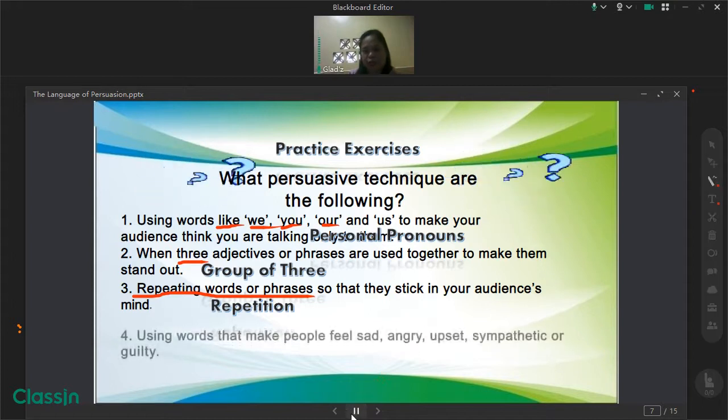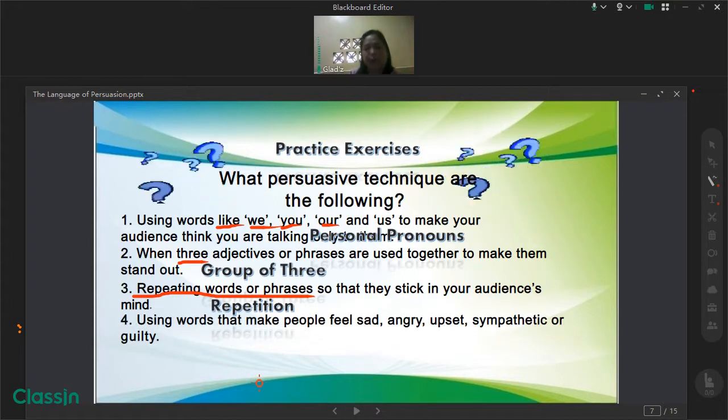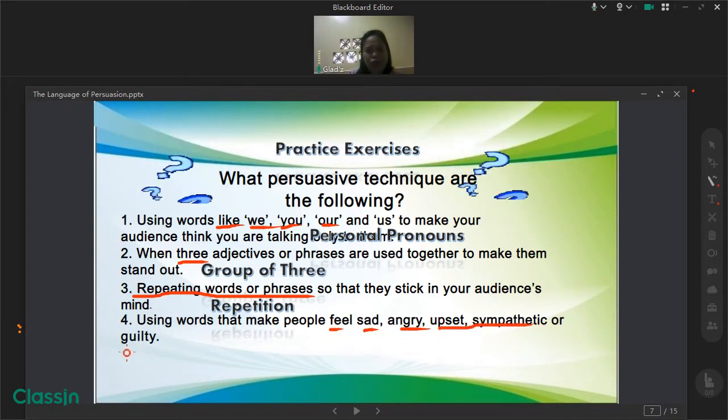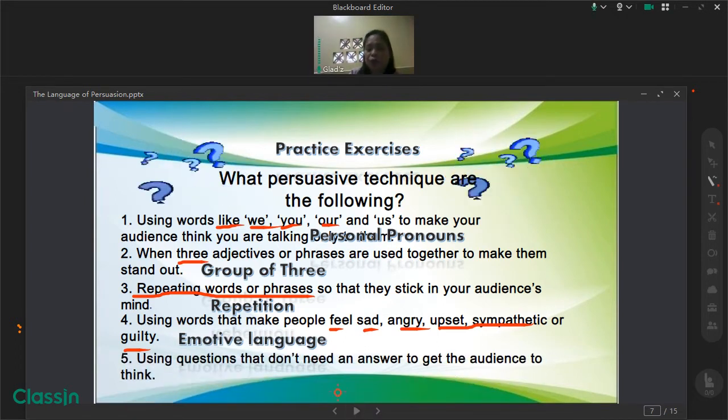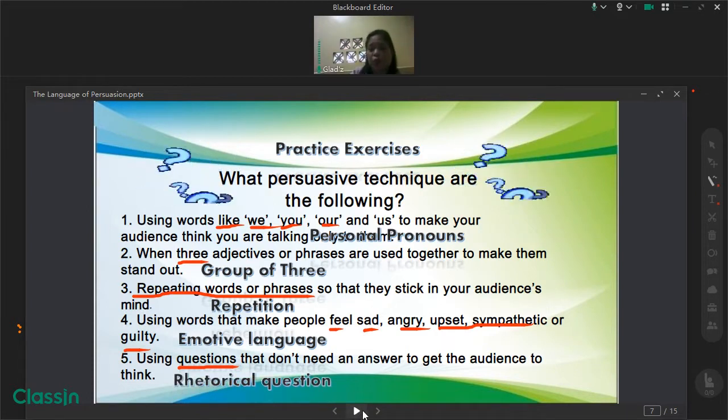Okay, and then how about number four? Using words that make people sad, angry, upset, sympathetic, or guilty. So we have the clue there, feel sad, angry, upset, sympathetic, or guilty. So that is emotive language. Okay, and then number five, using questions that don't need an answer to get the audience to think. In every persuasive technique that we have, we already have the clue. Question, so that is pertaining to rhetorical questions.